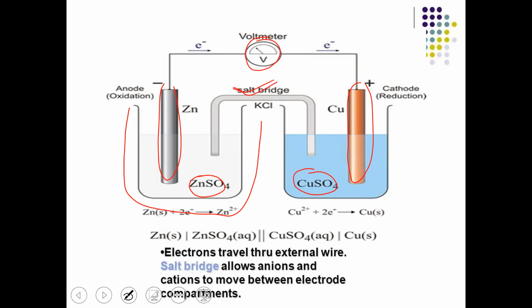In the salt bridge, the compound present is majorly potassium chloride. Here the zinc will act as the anode, and the copper electrode will act as the cathode. After completion of the circuit, the electrons travel through the external wire from the zinc electrode to the copper electrode. The salt bridge allows anions and cations to move between the electrode compartments. In this Daniell cell, zinc loses two electrons. Those two electrons travel through the wire and combine with the copper.